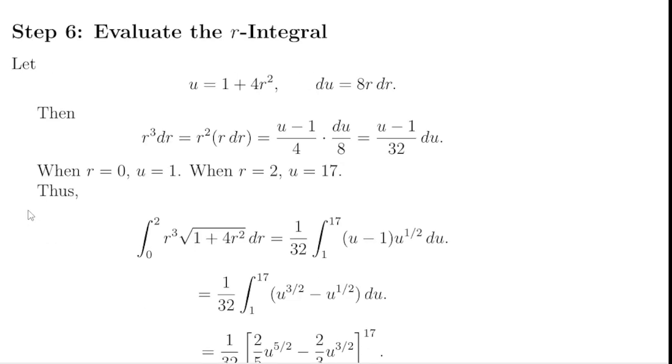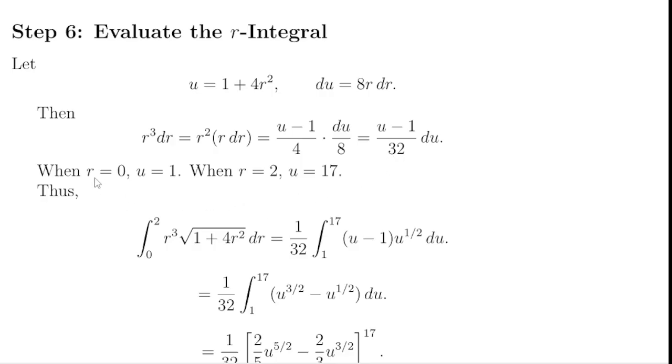For the other one, we use u substitution. We let u equal 1 plus 4r squared. Then du is 8r dr. To solve for r cubed dr, we know r cubed is just r squared times r dr. For r squared, we get it from here: we subtract 1 and divide by 4. And for r dr, if du is 8r dr, then r dr is du over 8. When we multiply this, we get u minus 1 over 32 du.